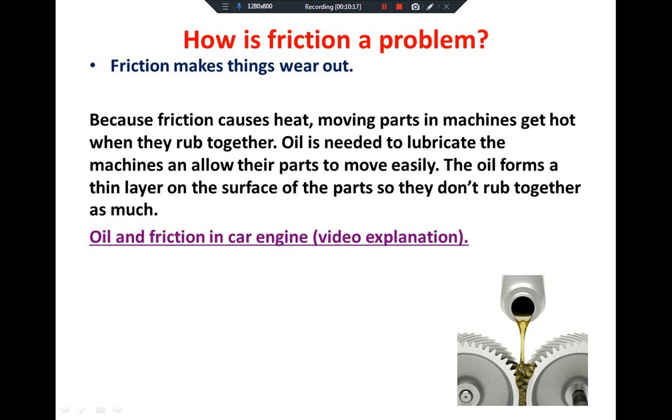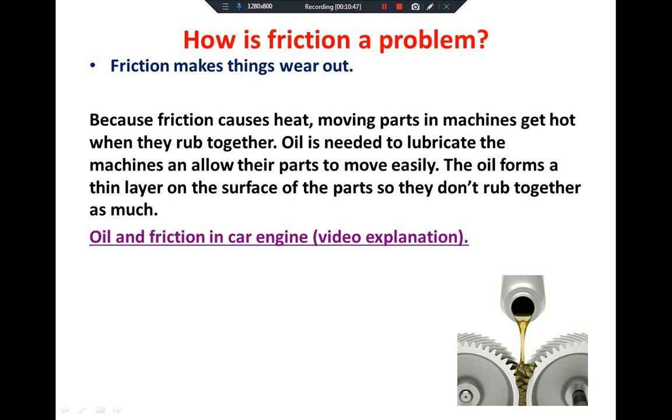Now, how is friction a problem? So after all the useful points that we mentioned regarding friction, we also have it as a problem actually. Friction can be a problem as well. Friction makes things wear out. How? Because friction causes heat, and moving parts in machines get hot when they rub together.